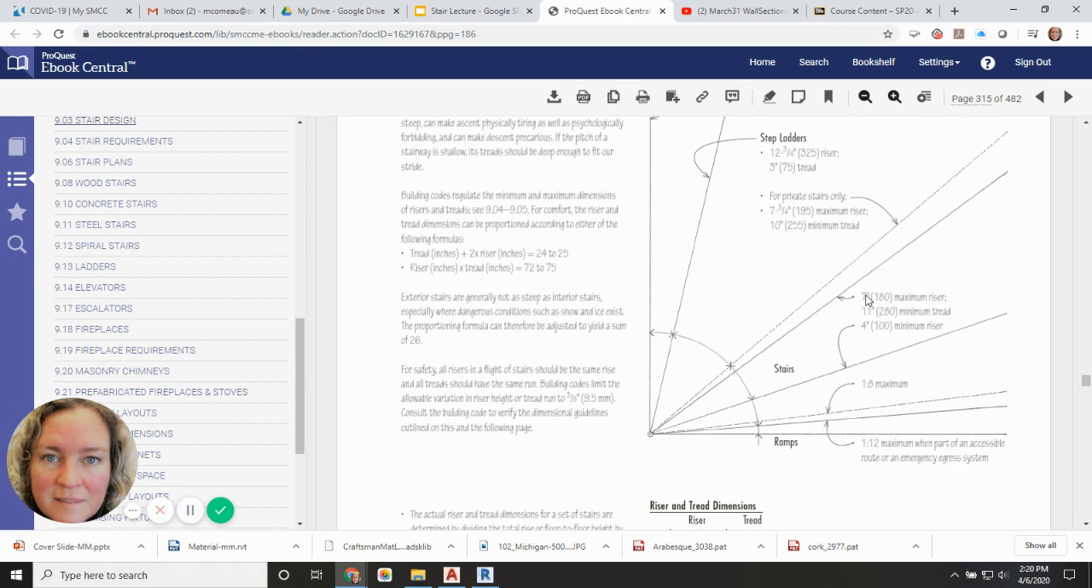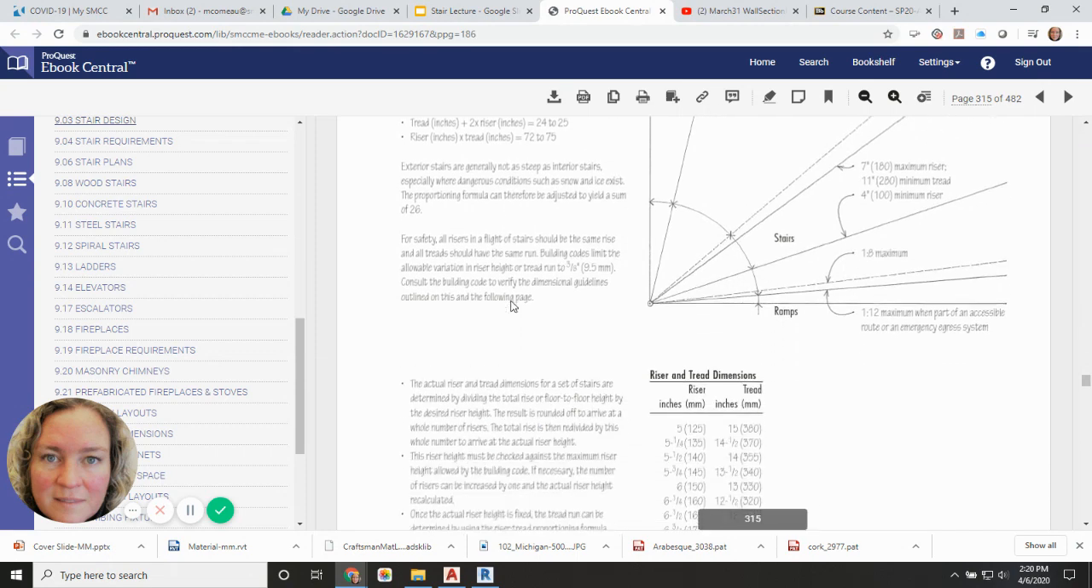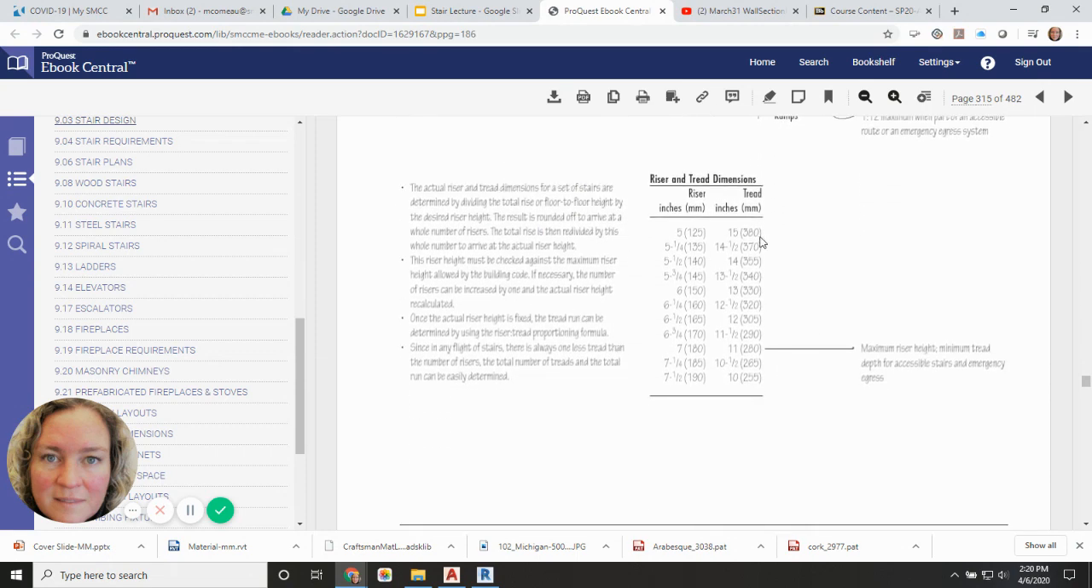So the best ratio is the 7:11 ratio, which is why it ends up being the requirement for commercial projects as a minimum standard. And then this shows you your riser and tread dimensions in keeping with certain ratios.